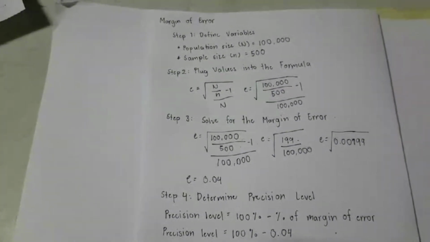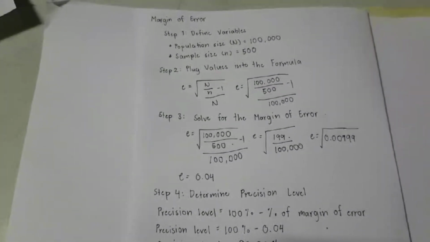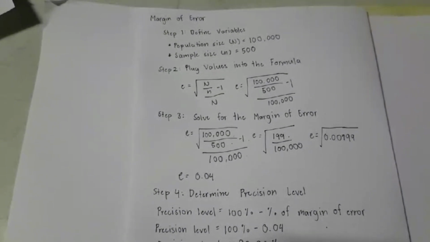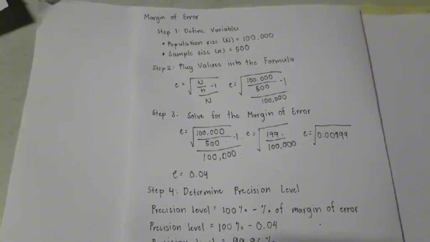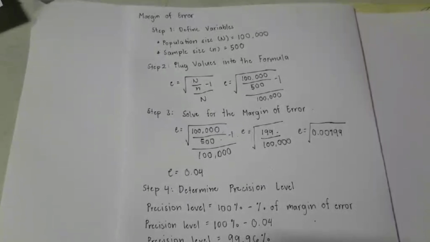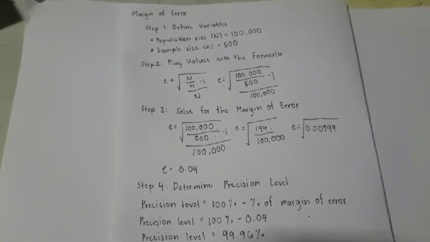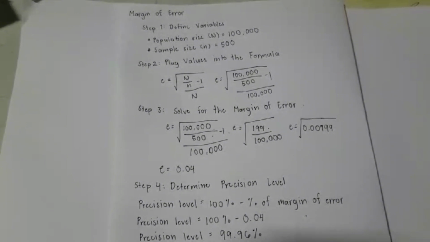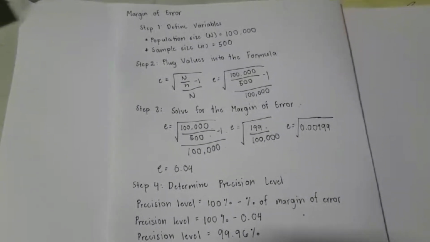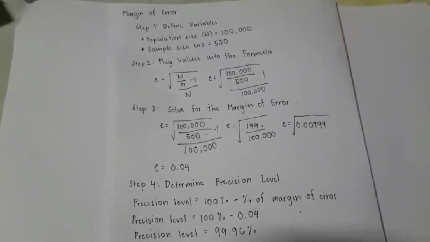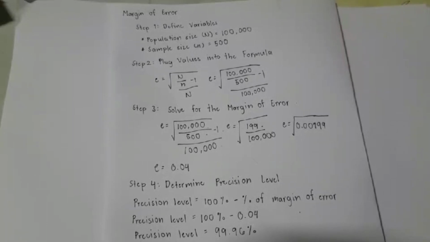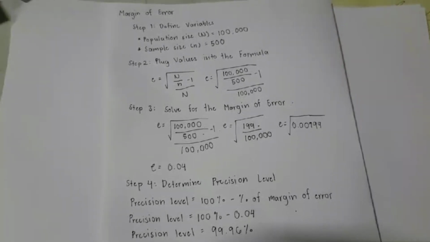How to solve the margin of error using the step-by-step. For example, you are conducting a survey to estimate the average number of hours people spend on social media each week in a large city with a population of 100,000 people. You randomly select a sample of 500 people to take the survey.